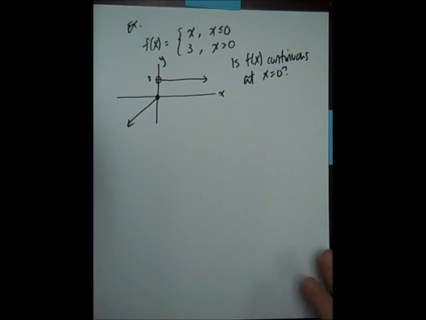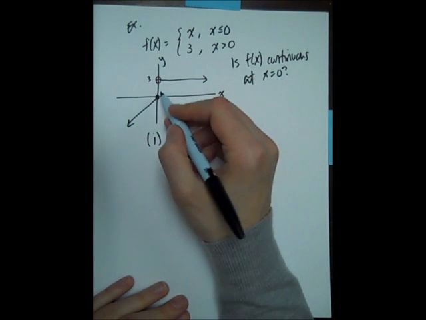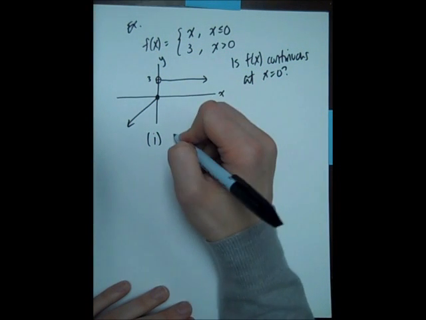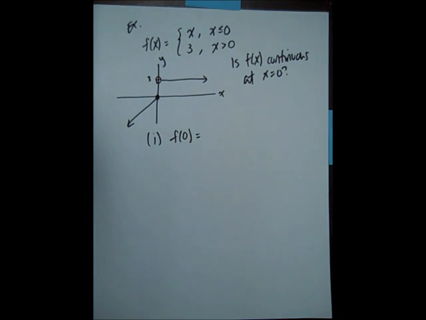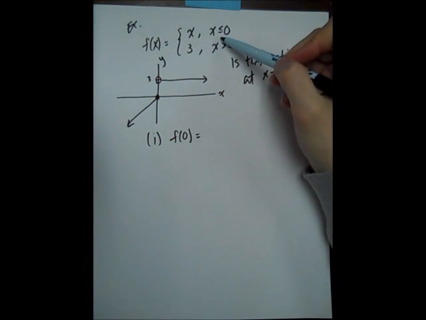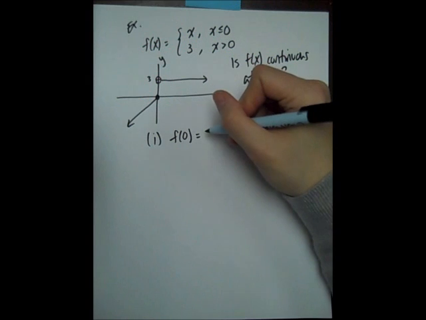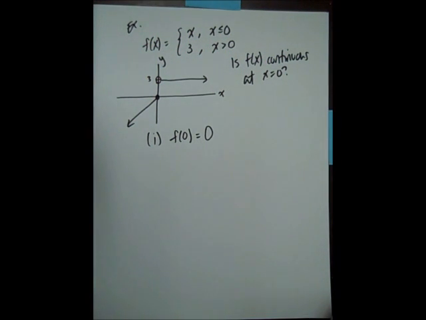So remember, to be continuous, I have to satisfy 3 different things. We need to have that f of 0 is defined, the limit exists, and that limit was f of 0. So let's go through and figure out which one of these fails. I mean, you can tell it's going to fail. The question is which one. First of all, can I plug in 0 into my function? Well, let's see. 0 is less than or equal to 0, so I plug it into my first piece, so I get 0. So number 1 is satisfied.